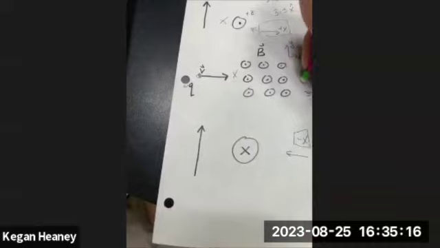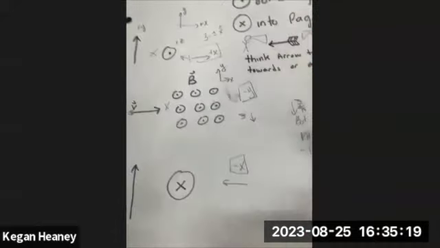So I know this is confusing. This arrow, that's not a vector. That's just me pointing to the problem.